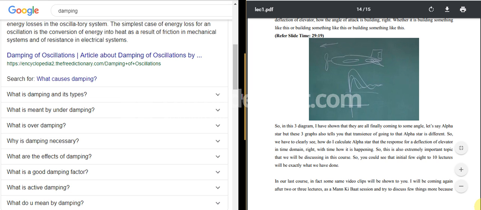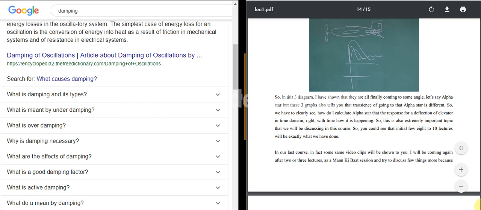So we have to clearly see how I calculate alpha star, the response to a deflection of the elevator in that domain, with time, how it is happening. This is also an extremely important topic that we will be discussing in this course. The initial 8 to 10 lectures will be exactly what we did in our last course. Some of the same video clips will be shown to you.